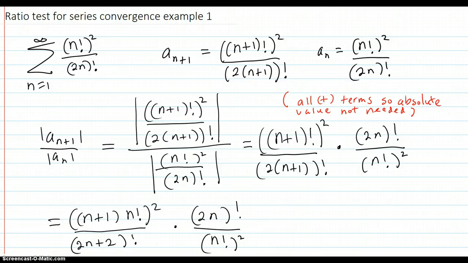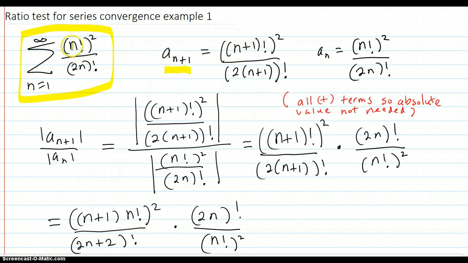Here's an example of employing the ratio test to test this series right here for convergence. Of course we have the factorial, and a factorial is a good sign of when you're going to be using the ratio test. There's other cases too, of course, but factorial is a common one to employ the ratio test with. So your a_{n+1}, the next term, you've got to be really careful about this.